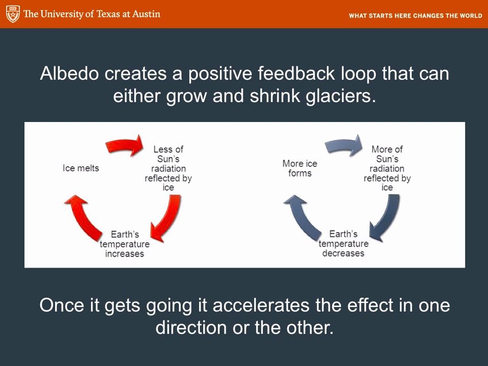The same thing can happen if you start to shrink the glaciers for one reason or another. So ice melts, you end up around the glaciers with either more ocean water or more land that absorbs more heat than ice does, less reflection. So that allows temperature to increase some more, which melts the ice some more, which allows for more absorption of heat, less reflection, which elevates temperature more, which causes more ice to melt. Either way, whether you're building glaciers or breaking them down, the albedo effect is a positive feedback loop. And once it gets going, it tends to accelerate the effect in one direction or another.